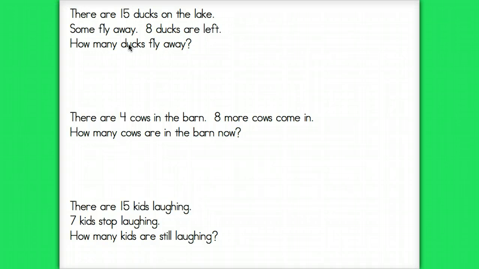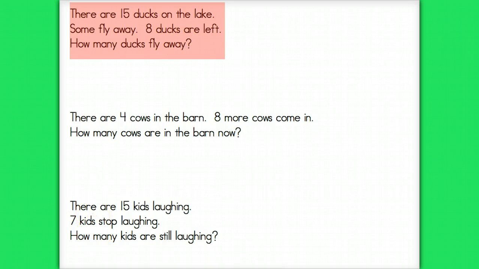There are three different types of problems that we've been working with lately. So let's read this first one here. It reads, there are 15 ducks on a lake. Some fly away. 8 ducks are left. How many ducks fly away?